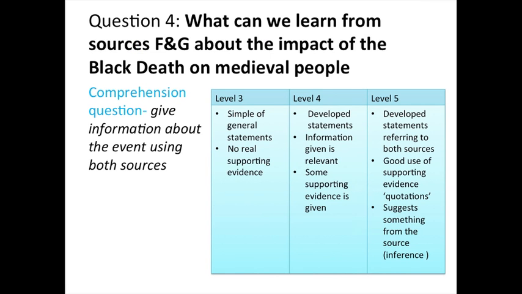Moving on to question 4. What can we learn from sources F and G about the impact of the Black Death on medieval people? This, like questions 1, 2 and 3, is a comprehension question. You have to give information about the event using both sources. Again, it is the same mark scheme, and by level 5 you have developed statements, good use of supporting evidence and inference. So let's see the example answer.